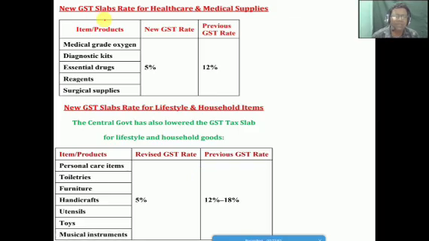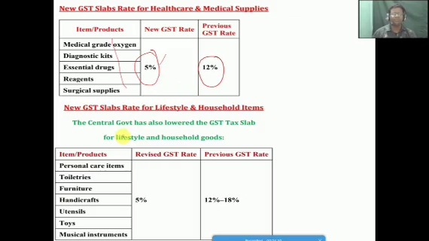So similarly, the new GST slab rate for the healthcare and medical supplies. These are the items right now that the consumer or customer pays 5% on. In the previous GST rate it was 12%.